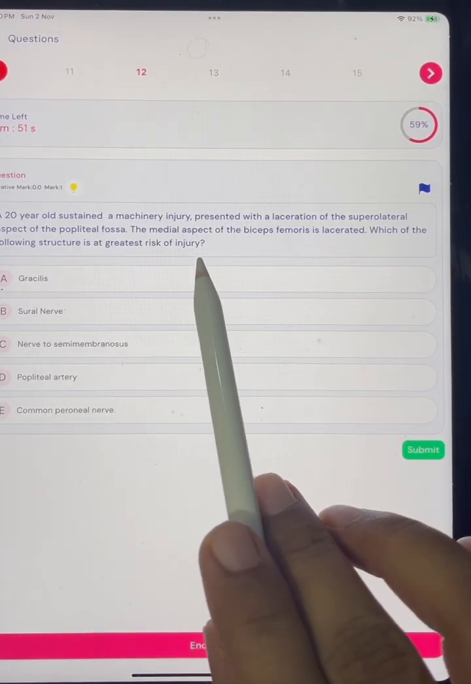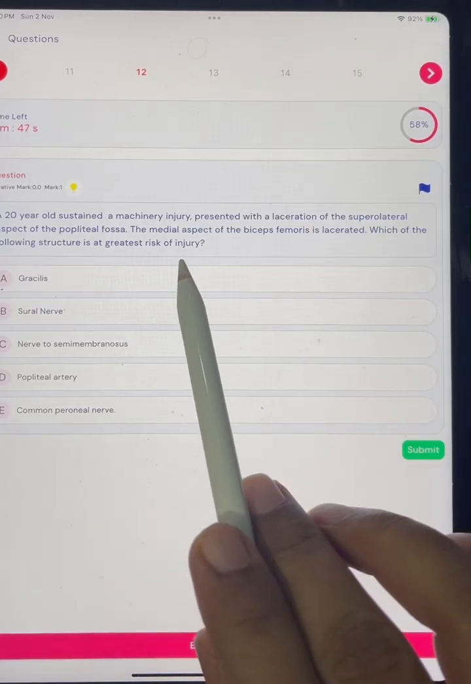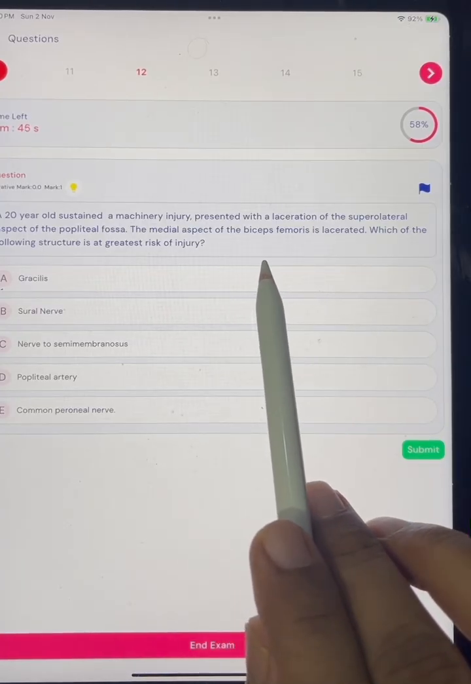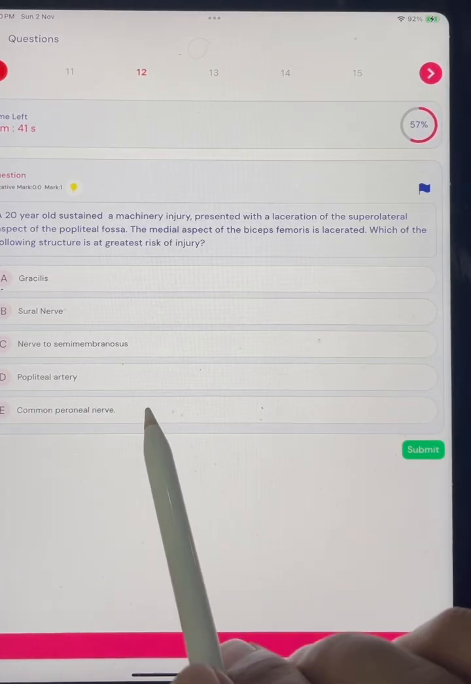A 20-year-old sustained a machinery injury, presenting with a laceration of the superior lateral aspect of the popliteal fossa. The medial aspect of the biceps femoris is lacerated. Which of the following structures is injured? Common peroneal.